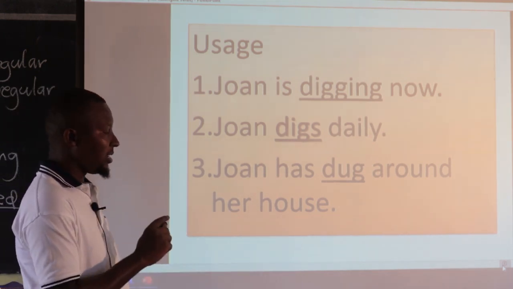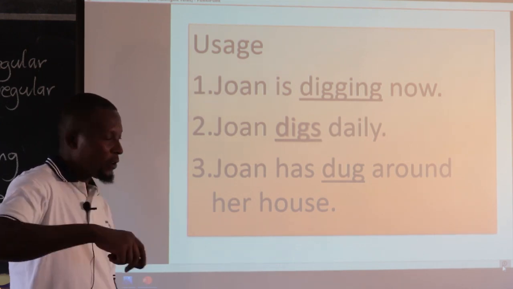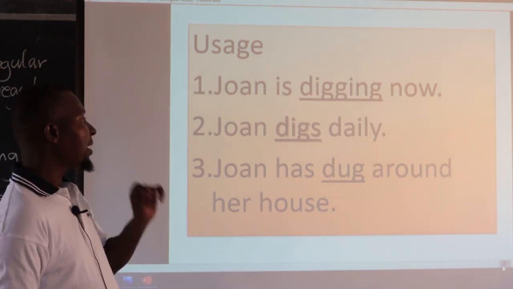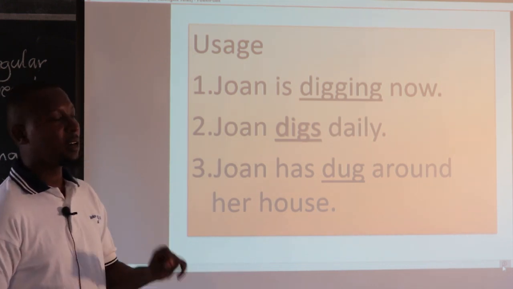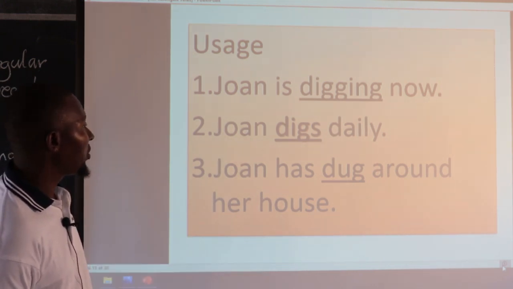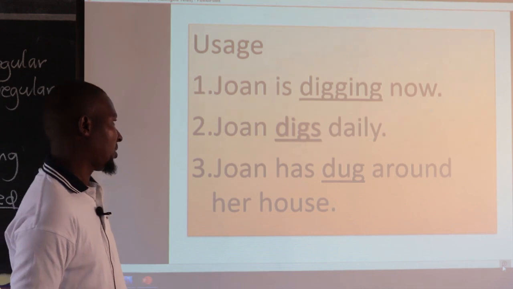Like I explained, when we have a helping verb before the main word, we use the past participle form. Dig, the past participle is dug. And therefore, we shall say Joan has dug around her house.